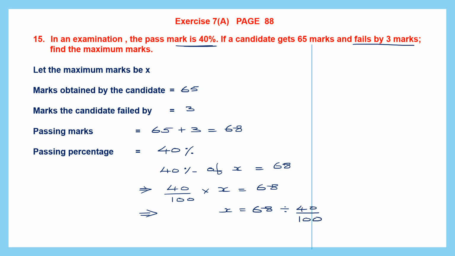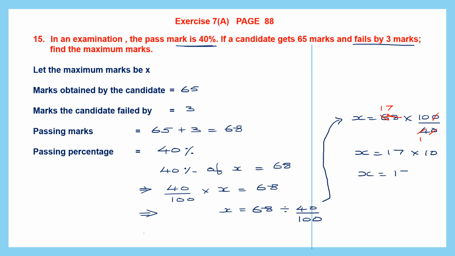Now let's work this out. I'll do it here on the side. So here x is equal to 68 into 100 by 40. We'll write the reciprocal. Now here let's cancel. We can cancel this and this. We can also cancel 4 and 68. 4 ones are 4. So here 4 ones are 4. There's 2 left, 28. 4 sevens are 28. So 17 we have. Now x is equal to 17 into 10. So x is equal to 170.